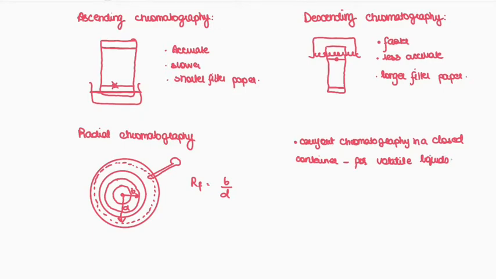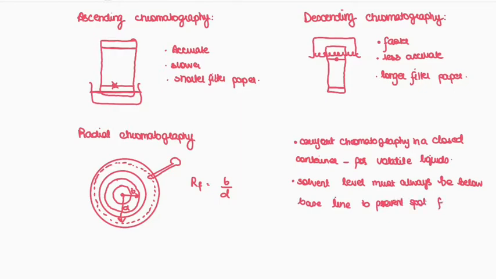Next, solvent level must always be below baseline. Now there's also a reason for it, because it prevents the spot from itself dissolving. We need the components to dissolve. If we put the solvent level above the spot, then the spot will get dissolved inside the solvent in the beaker. To prevent the spot from dissolving in the beaker.